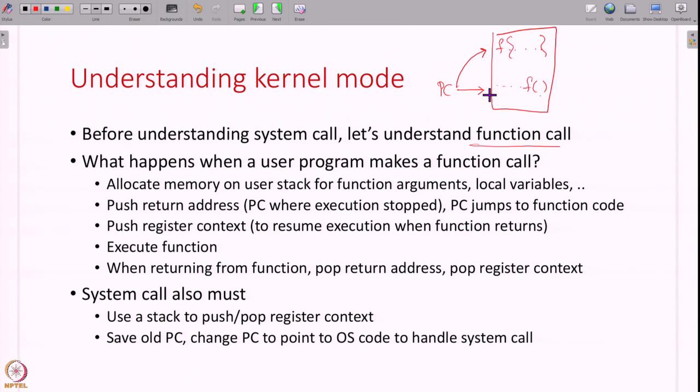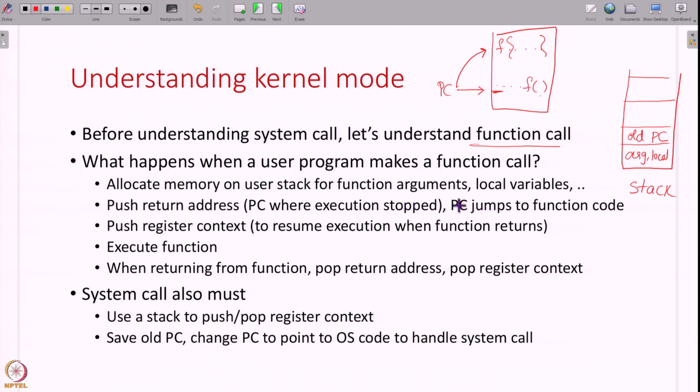So, when this happens, what is happening on the user stack? All of this is in the code, right? The instructions are there in the code section of your memory image, but what is happening on the stack? On the stack, things are getting pushed onto the stack all the time, right? And when a function call happens, things like arguments, local variables, all of these are also allocated memory on the stack. We have seen this before. Then a few other things are also pushed onto the stack. For example, your old program counter or the return address here, this is also saved onto the stack. You push the return address onto the stack where you stopped execution.